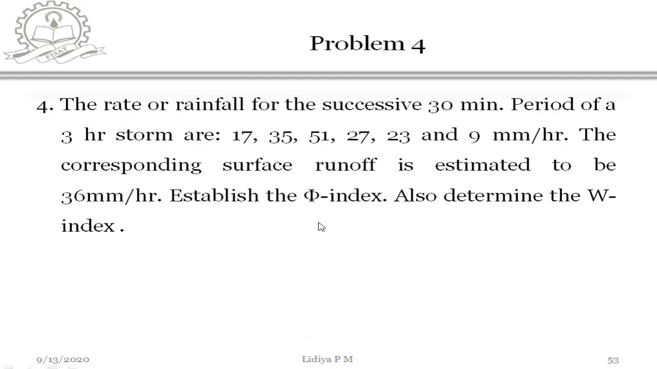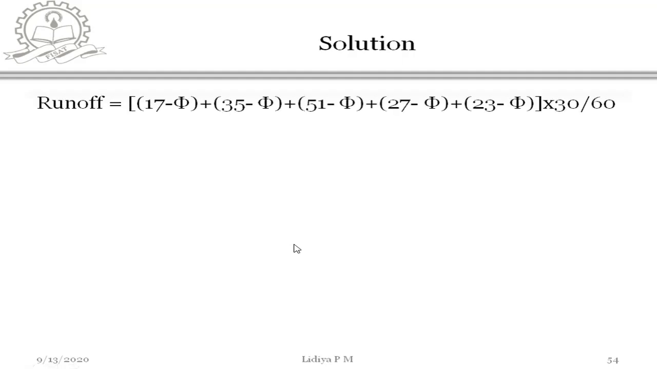So here you have to calculate phi index, the runoff rate is given. So you can use the equation, that is runoff is equal to the rainfall intensity minus phi, and we are converting the 30 minutes interval into hours. So the runoff it is given as 36. So 36 equal to 76.5 minus 5 phi. So phi we can calculate as 16.2 mm per hour.